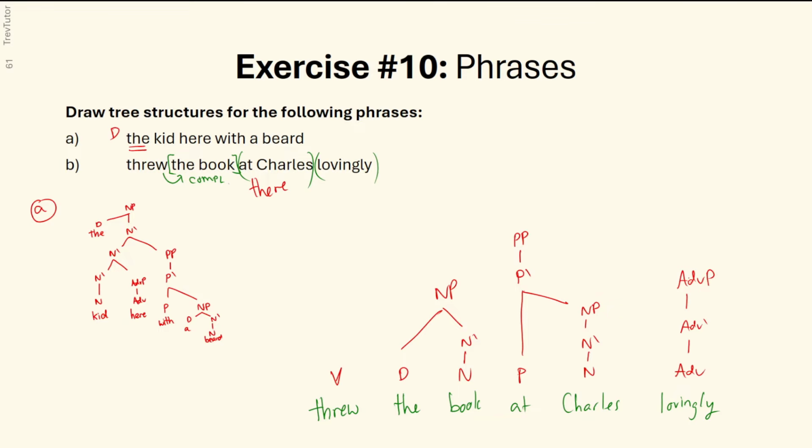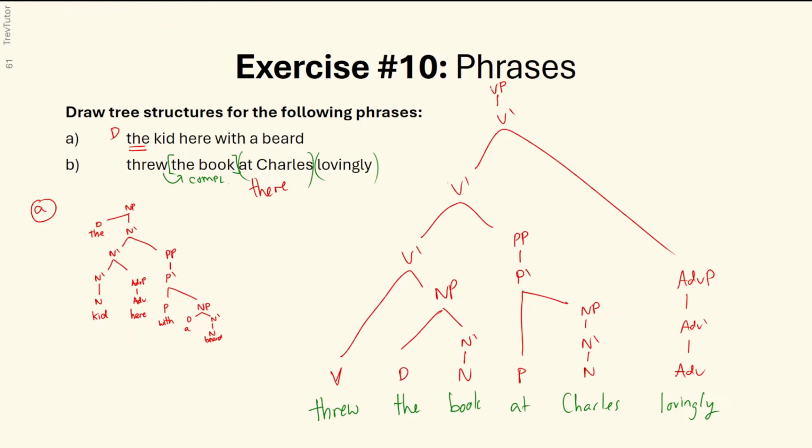So we might have to adjust the heights of some of these nodes, but what are we doing now? Well, it's through the book. The book is the complement, so this needs to connect with the verb, beside the verb and below the V bar level. At Charles is telling us where the book is going. It's an adjunct, so it needs to be between two bar levels. And finally, with lovingly, we need to do the same thing. It's an adjunct, so we need to connect it between two bar levels. And once we've connected everything, we have a verb phrase that is complete.